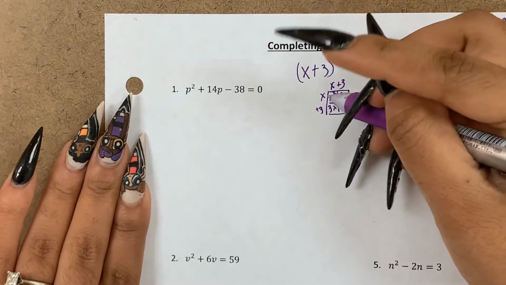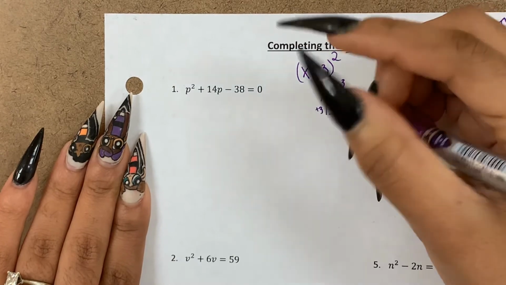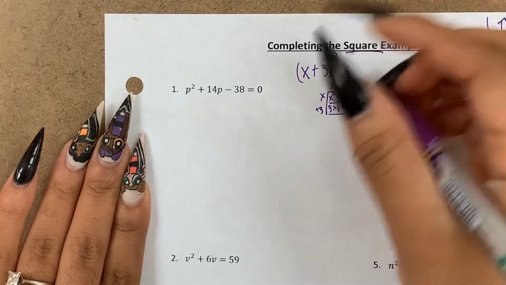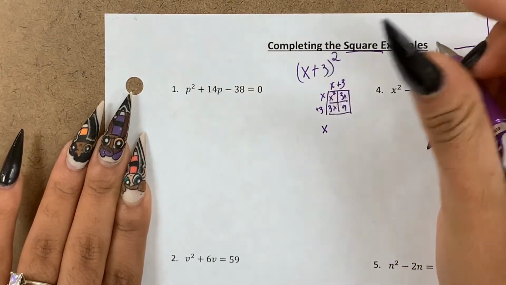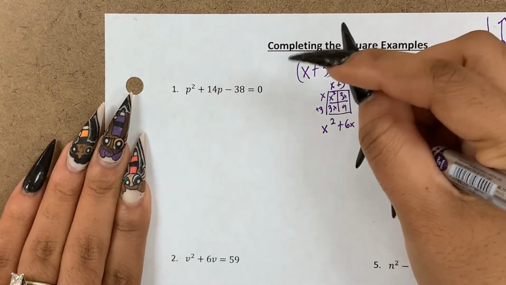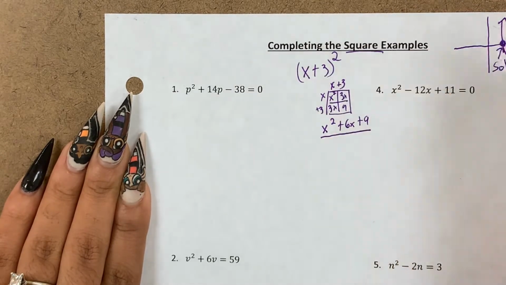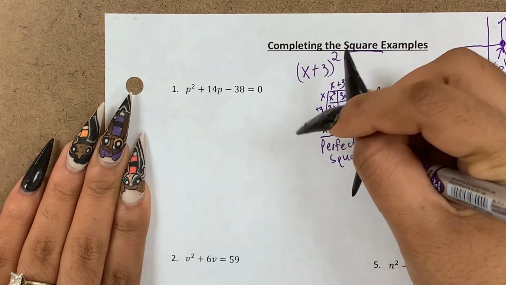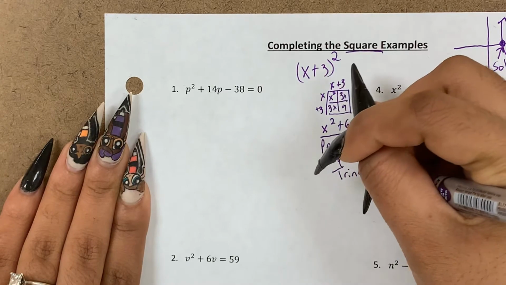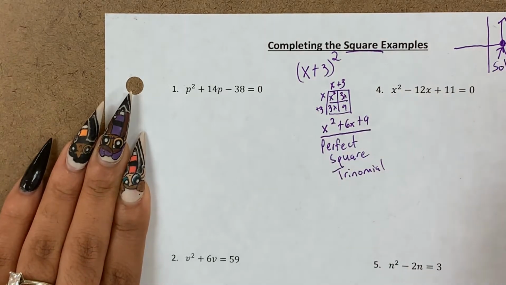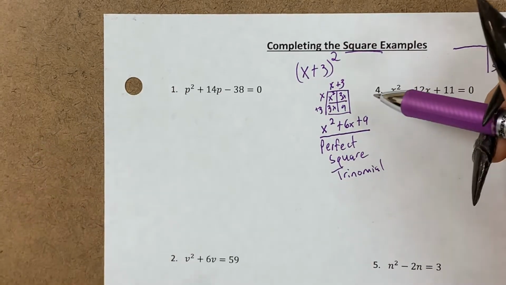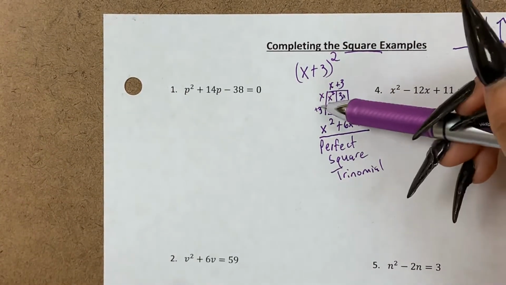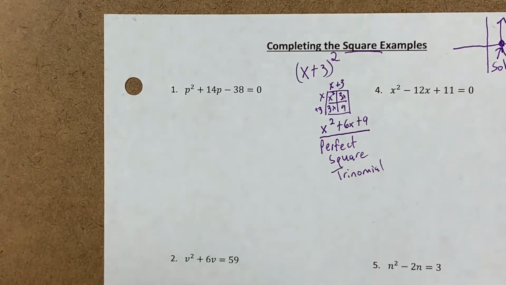So this is a perfect example. This is a square. You have a number, or you have a factor times itself. So the perfect square trinomial would be x squared plus 6x plus 9. So this is a perfect square trinomial, meaning it was created by a factor times itself, or a factor squared. So we are going to create perfect square trinomials. That's why it's called completing the square.